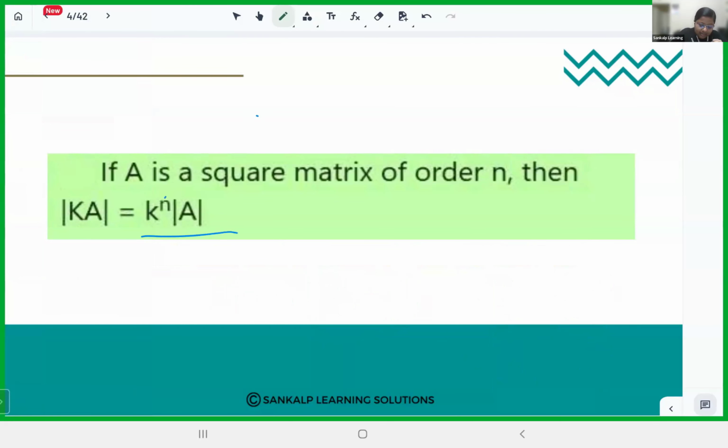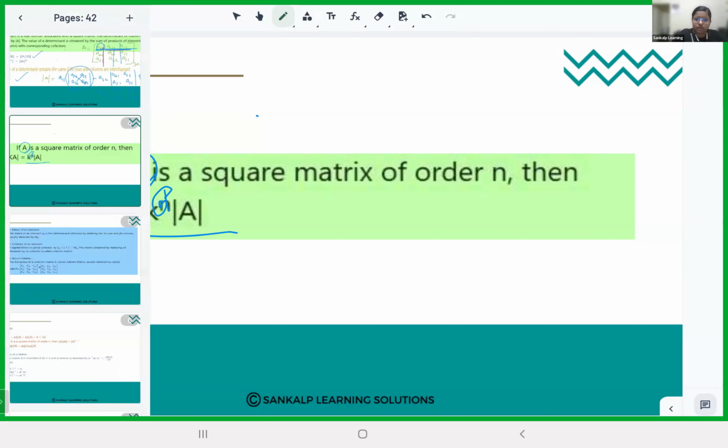And what is this n? N is nothing but the order of the square matrix A. You take the value of k outside, then you put the power of the order of the square matrix, and then into determinant of the given matrix A. So this is actually very important and you'll get many problems related to this.